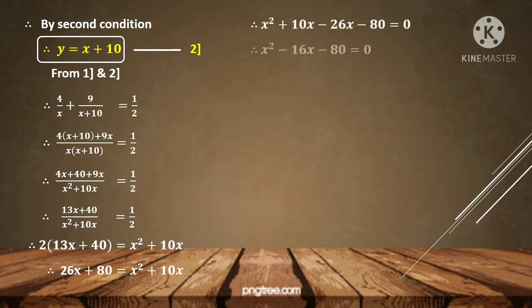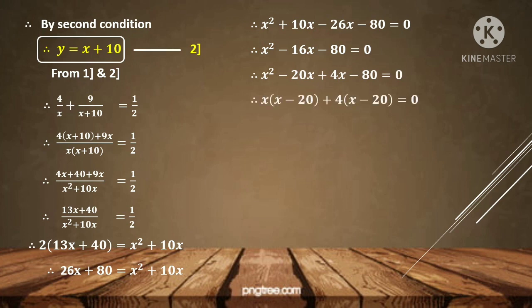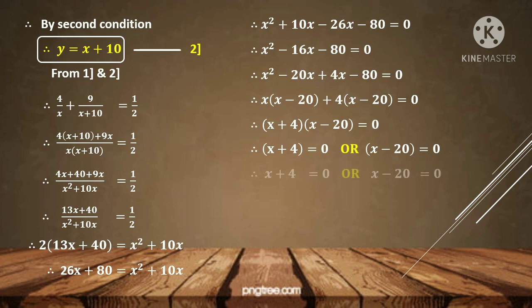So the product we want is minus 80 and the sum is minus 16. So the factors of the middle term are minus 20 plus 4. So by solving this, we get x plus 4 into x minus 20 equals 0. So from this we get one value of x is equal to minus 4, or the second value, x is equal to 20.